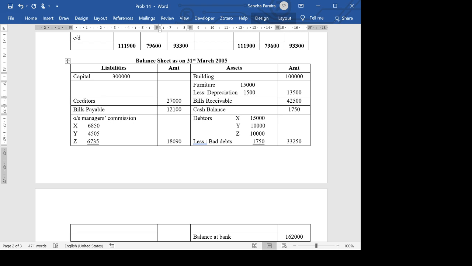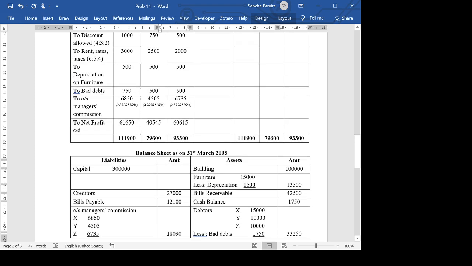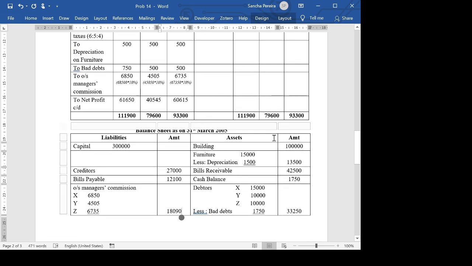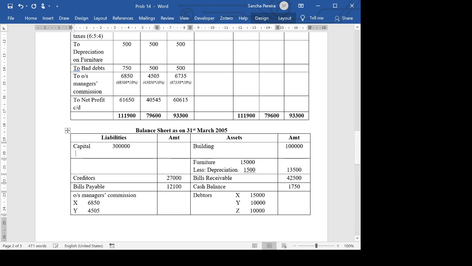Okay. And then we also have to transfer the net profit of each of the departments to the capital. If there was a general profit and loss account, I would have brought it together in the general profit and loss account and I would have found out the overall profit. But there is no general profit and loss account. So I will directly transfer it here.